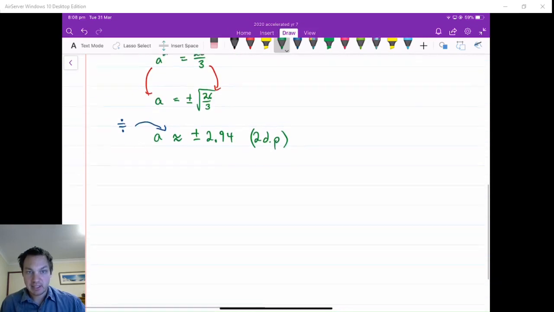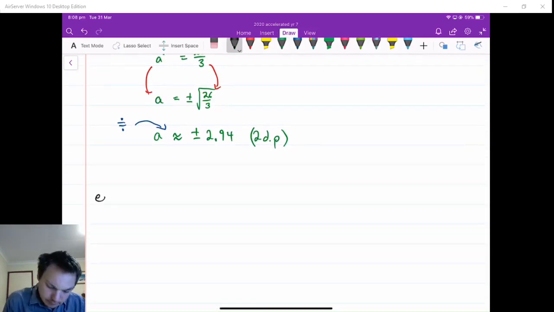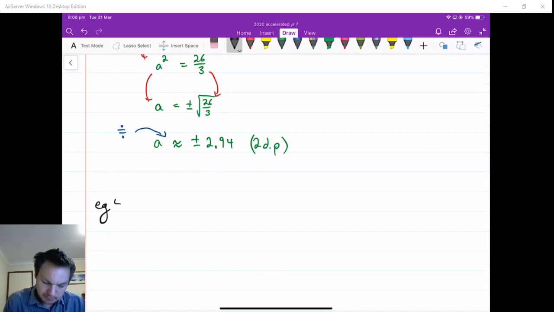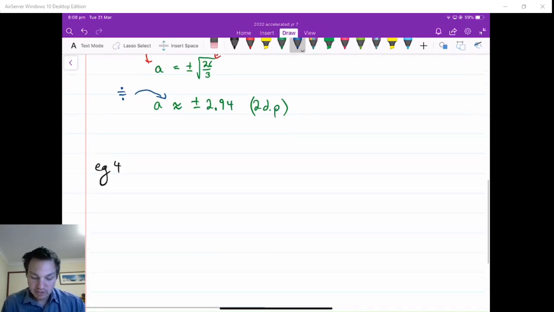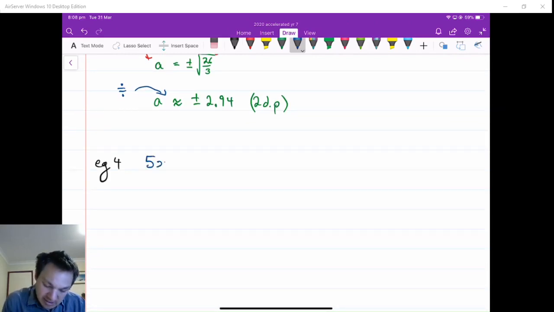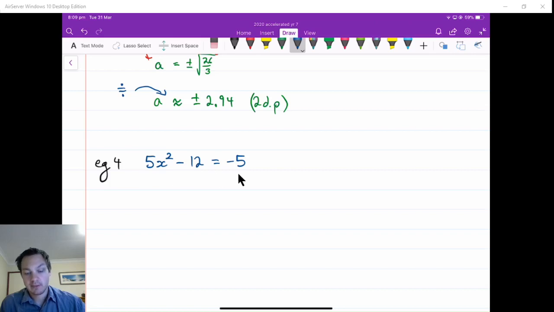Now let's make the questions a little bit more complicated. I think we are up to example 4 now. So say we want to solve 5x squared minus 12 is equal to, say, negative 5. Okay, what number squared and then times by 5 and then minus 12 is equal to negative 5? So this is what we're trying to solve now.